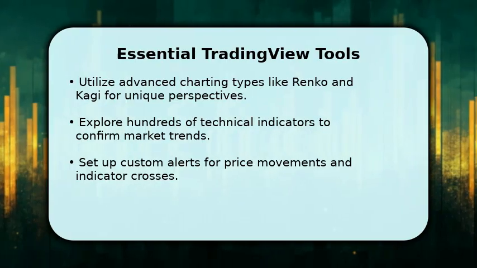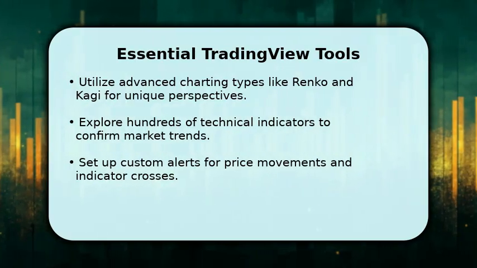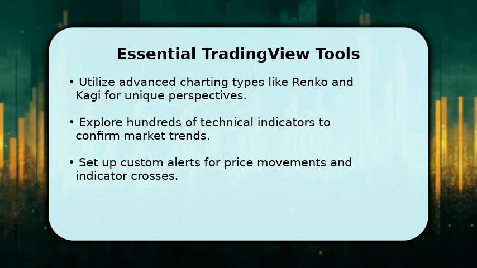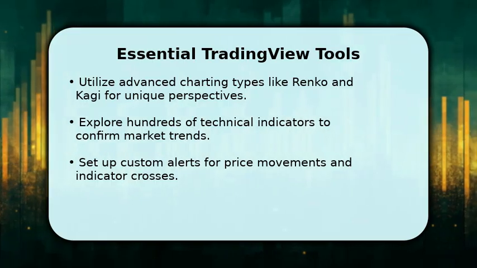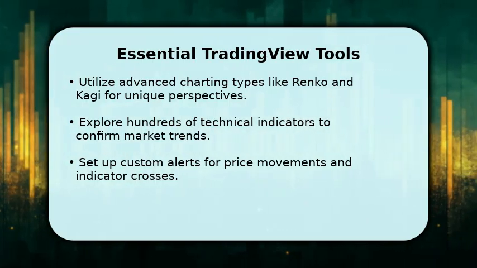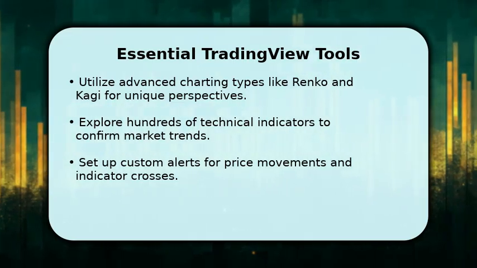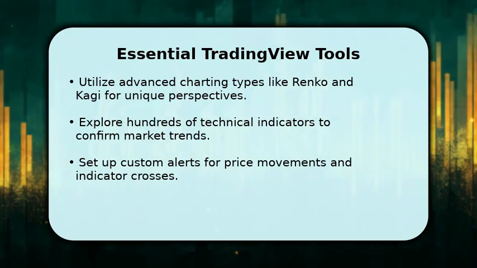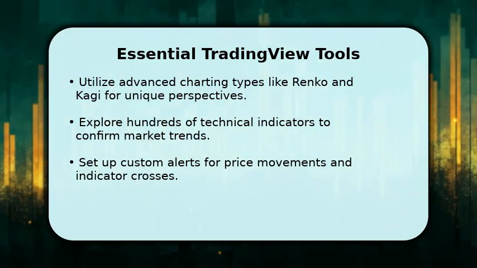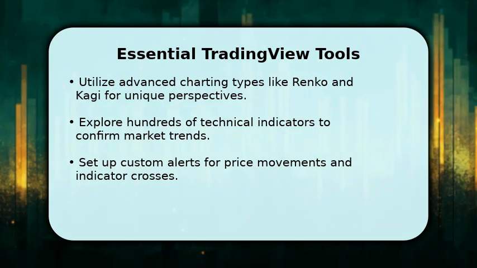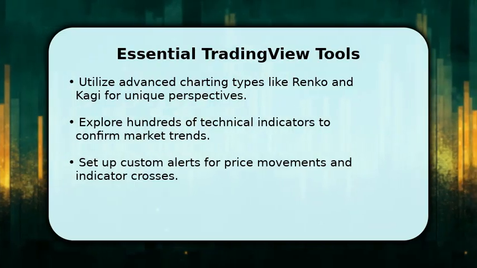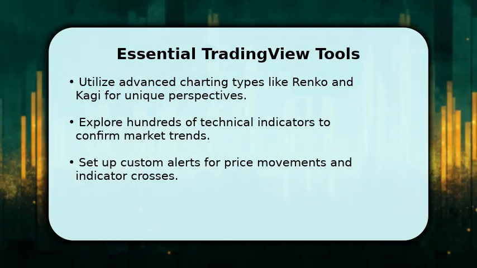You can utilize advanced charting types, such as Renko and Kagi, for unique market perspectives. Explore hundreds of technical indicators, like the Relative Strength Index or moving averages, to confirm market trends and identify potential reversals. Setting up custom alerts for specific price movements or indicator crosses ensures you never miss an opportunity.